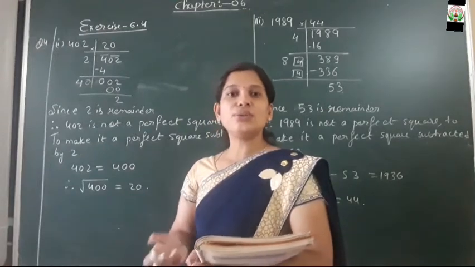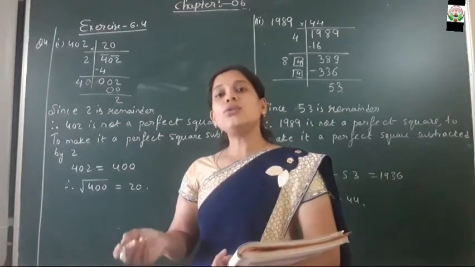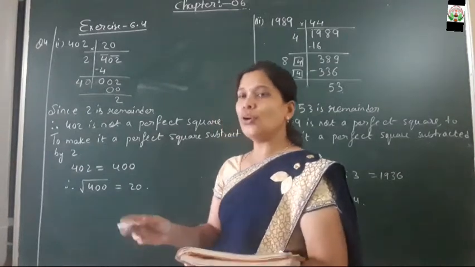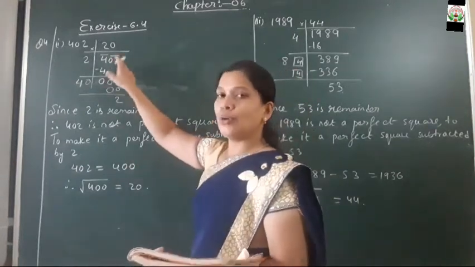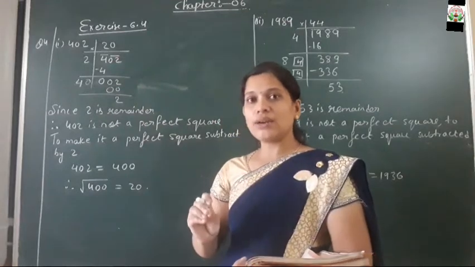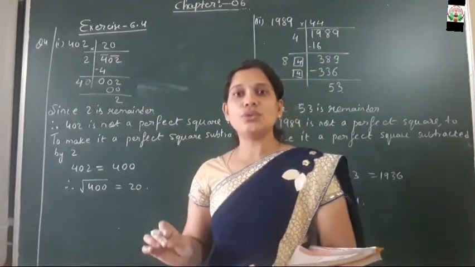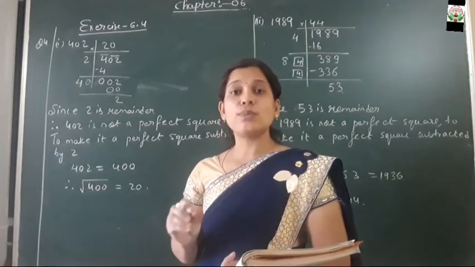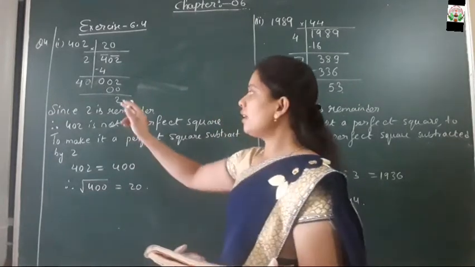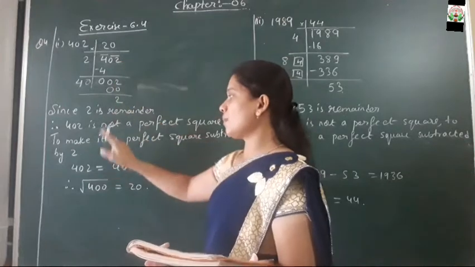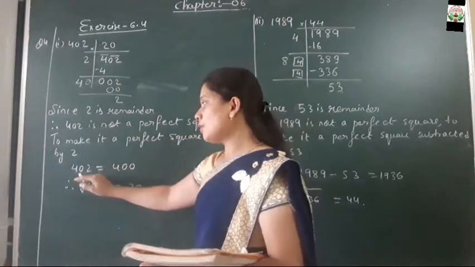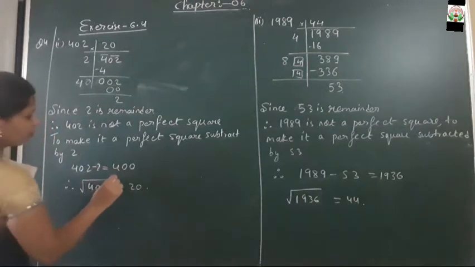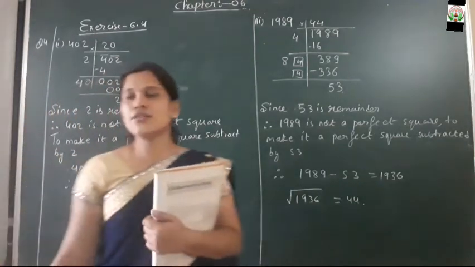Since 2 is the remainder left out, that's why 402 is not a perfect square. In order to make it a perfect square, we have to subtract 2 from the number 402. Because of the remainder 2, the number in the question is not a perfect square. To make it a perfect square we will subtract this remainder 2 from 402. When we subtract 2 from 402, we get the answer 400.